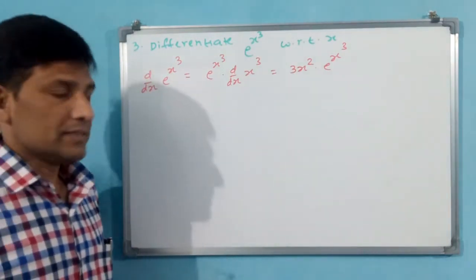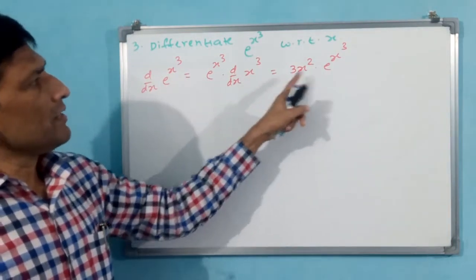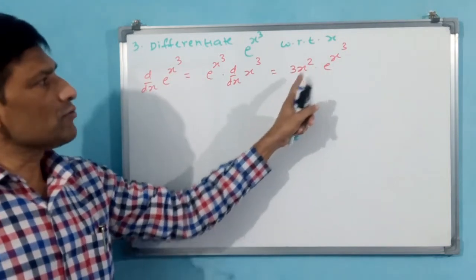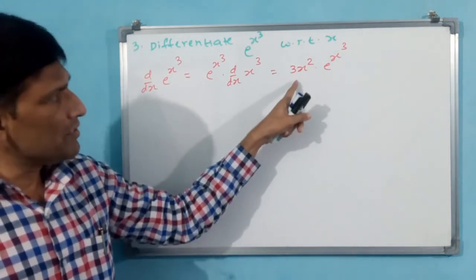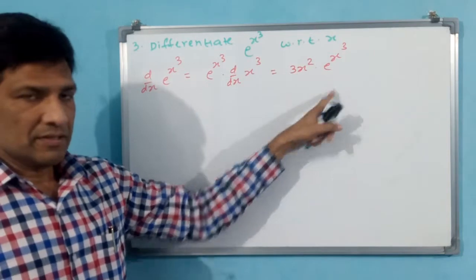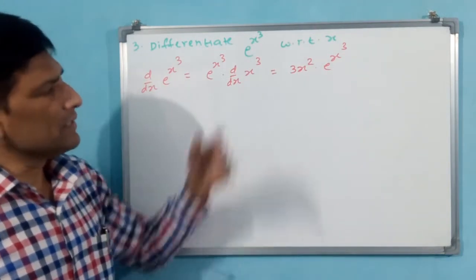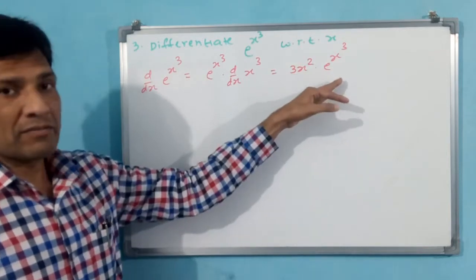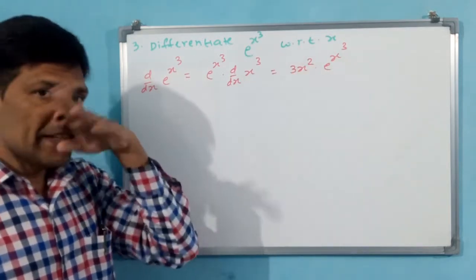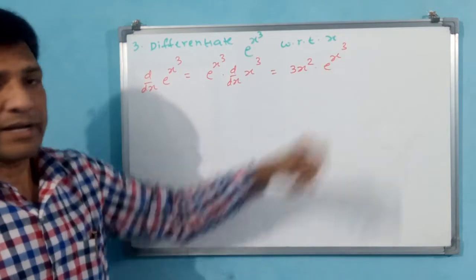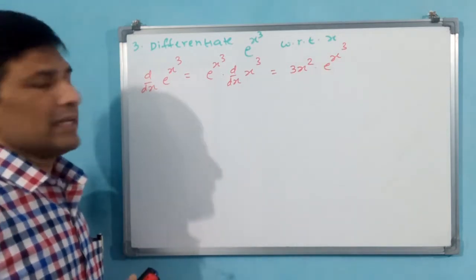Is it okay? Yes, definitely okay. e power x cube into 3x square, or 3x square into e power x cube, both are same, but you take this first, this next. Now here there is no restriction on the domain. You can give anything, 0, minus 1, up to infinity. That is why you need not write the domain, x belongs to something.